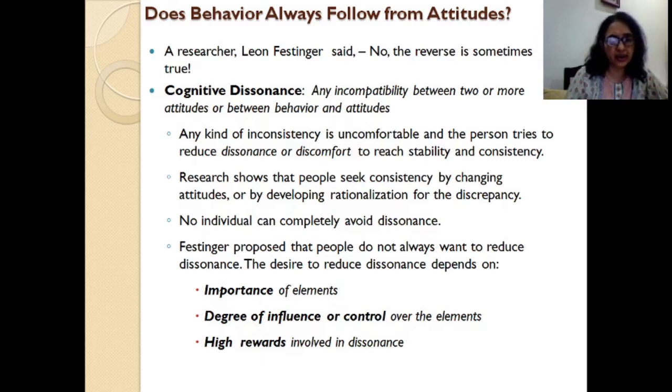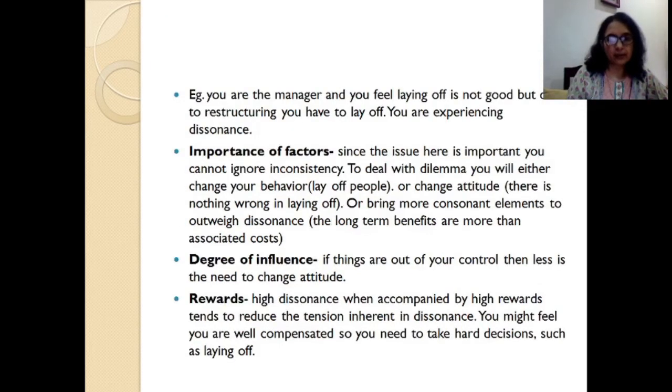And third is high rewards. So if you see there are high rewards attached to it, then you will try to bring down the tension. For example, you may say that in the long run you may be compensated well, and since there will be fewer people, your salary will not be affected. So if you see high rewards, you will try to bring it down. And so I have already given this example here.